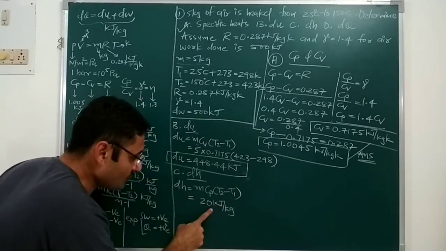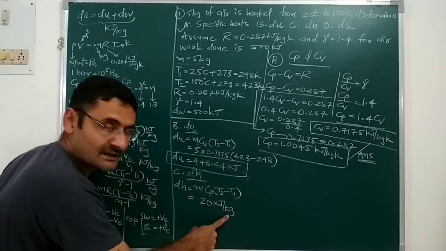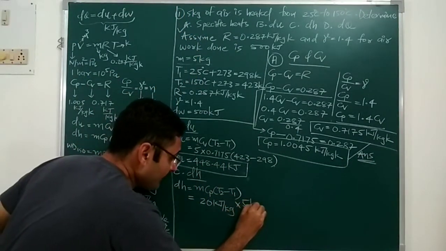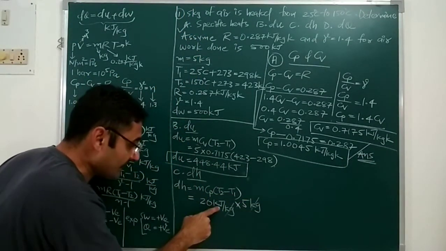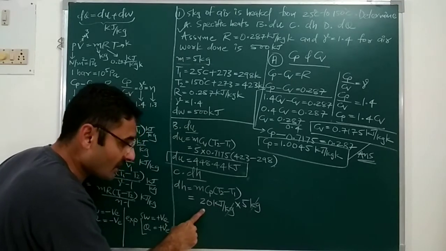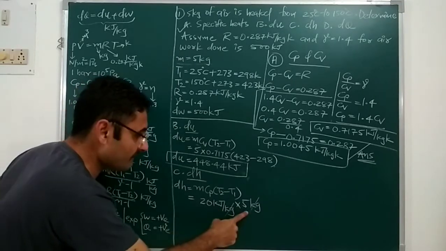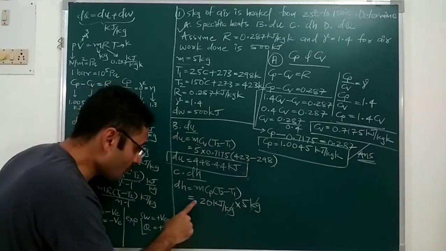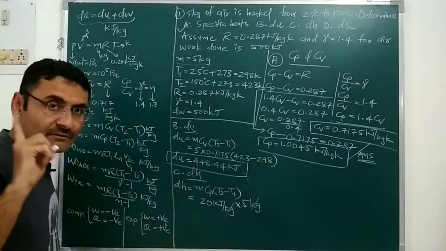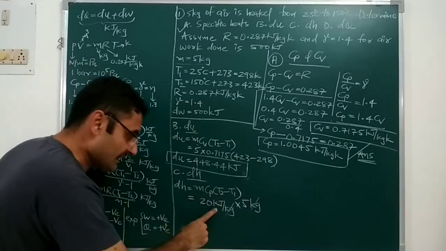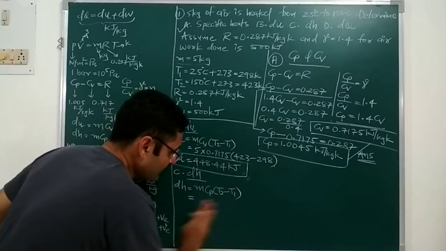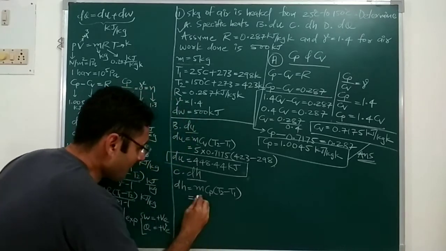So that answer for dH you are calculating is for 1 kg of mass. But you have 5 kg of mass, so multiply with 5 kg. So kg will get cancelled, and it will be 100 kilojoule, 20 into 5. But over here we are keeping the mass as 5 kg, not 1 kg, so that is why your answer will be in kilojoule. I hope you can understand what I am saying.